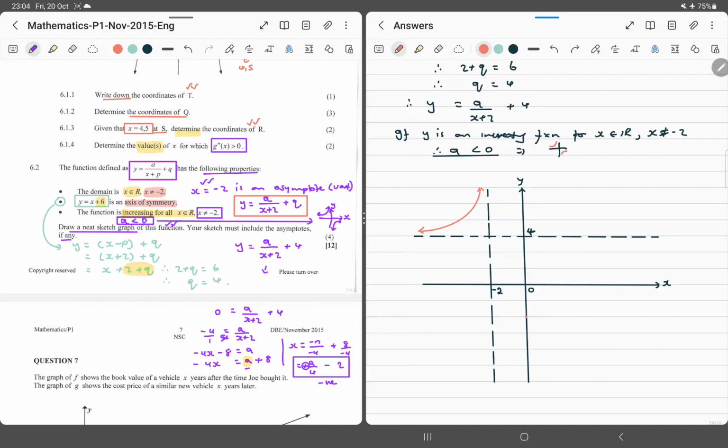Y-intercept, same story. When we want the y-intercept, we know that y is going to be a over 0, because now this x becomes 0 plus 2 plus 4. So again, a negative divided by a positive is going to be a negative, a over 2 plus 4. Again, since this is a ratio and this is 4, it's most likely not going to be bigger than 4. So probably it's going to be a positive. Again, here we're just guessing now, guys.